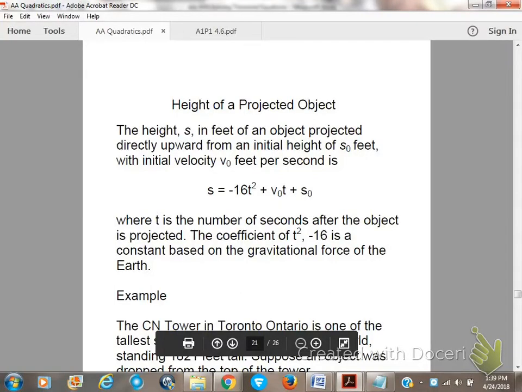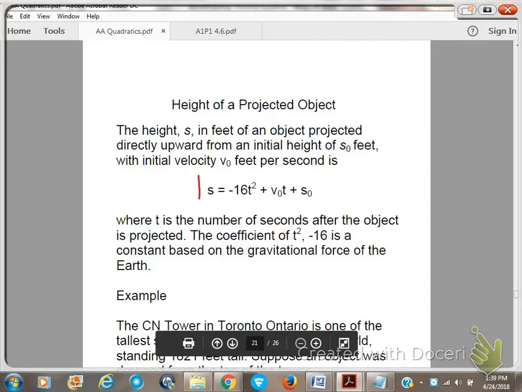Okay, so what I want you to write on your notes in that blank spot is this equation right here. S equals negative 16t squared plus V naught t plus S naught. That's what that little zero means down there. You got to write the zero. Instead of saying V sub 0, it's pronounced V naught.